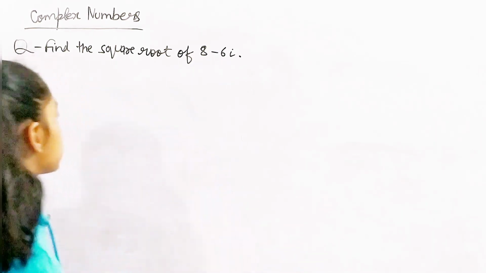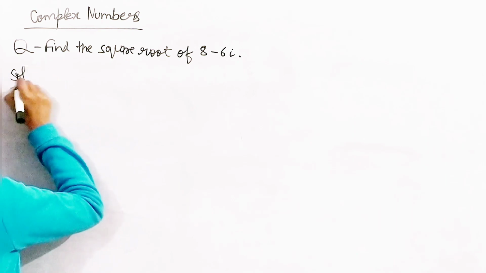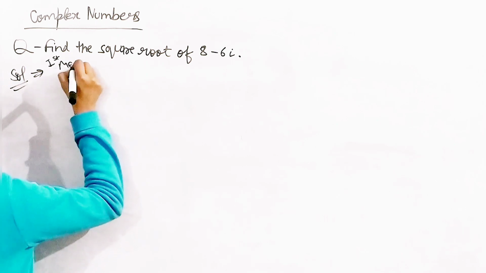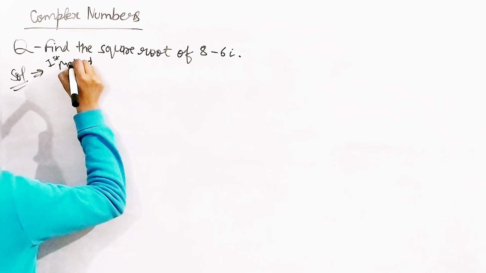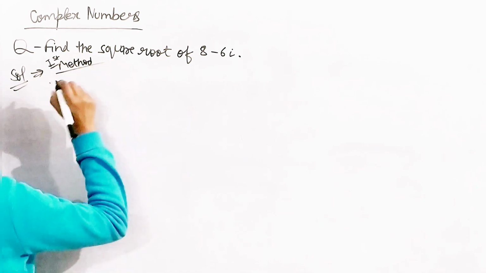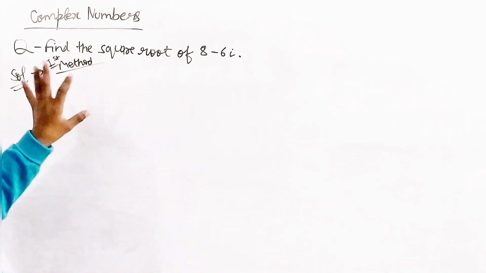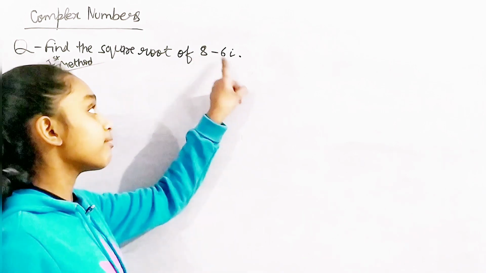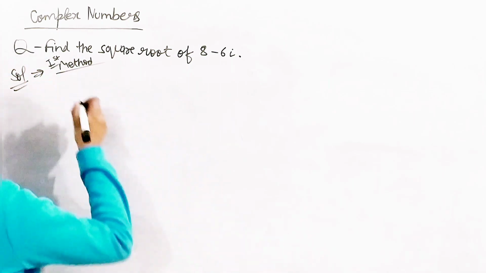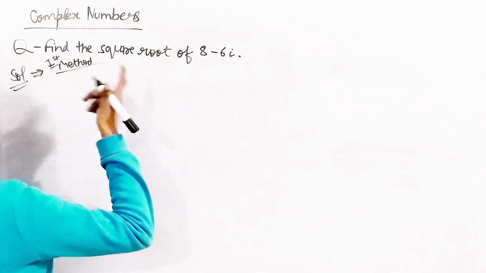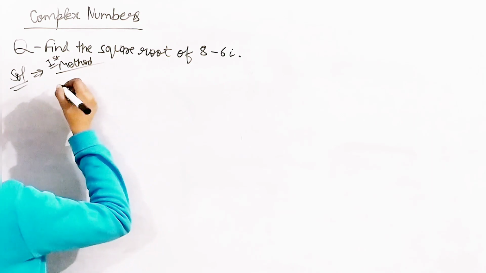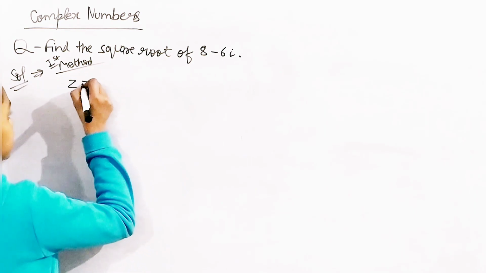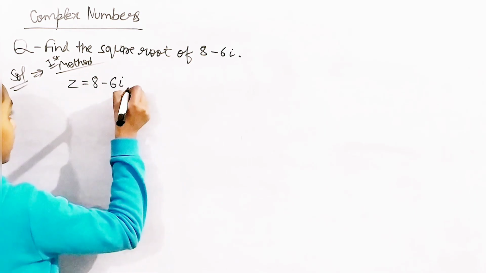So the first method is really easy. What we have is our complex number, 8 minus 6 iota. Let me write it. Let's say this is z, a complex number z, which is equal to 8 minus 6 iota.